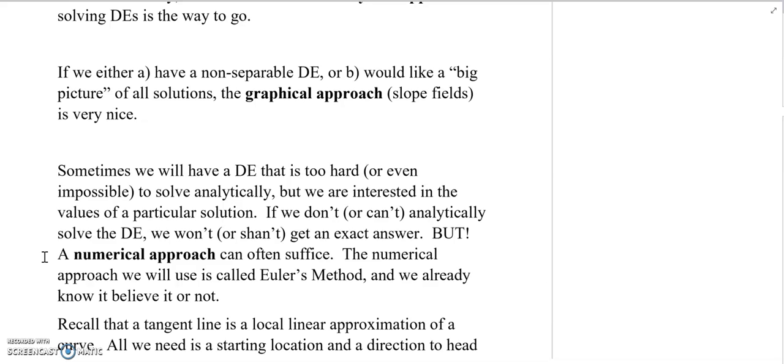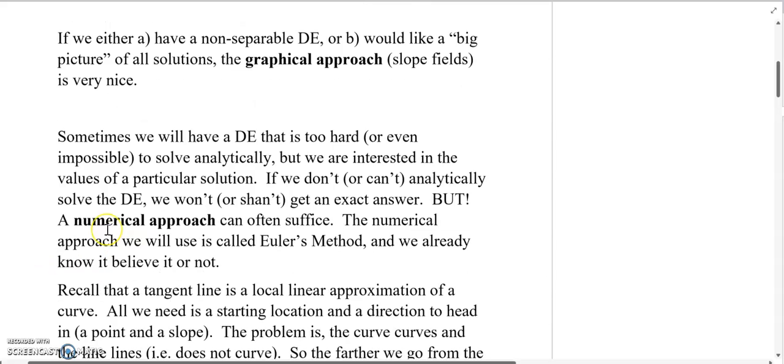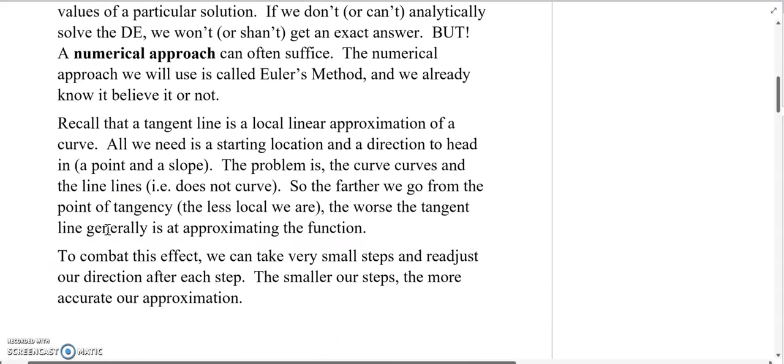Please don't say Euler, it's Euler. Euler's method. And actually, we already understand Euler's method if we understand tangent lines. So remember that a tangent line is a local linear approximation of a curve. So if we have a starting point on our curve, in other words, an initial value that we're given, then we can use our tangent line to find a local linear approximation.